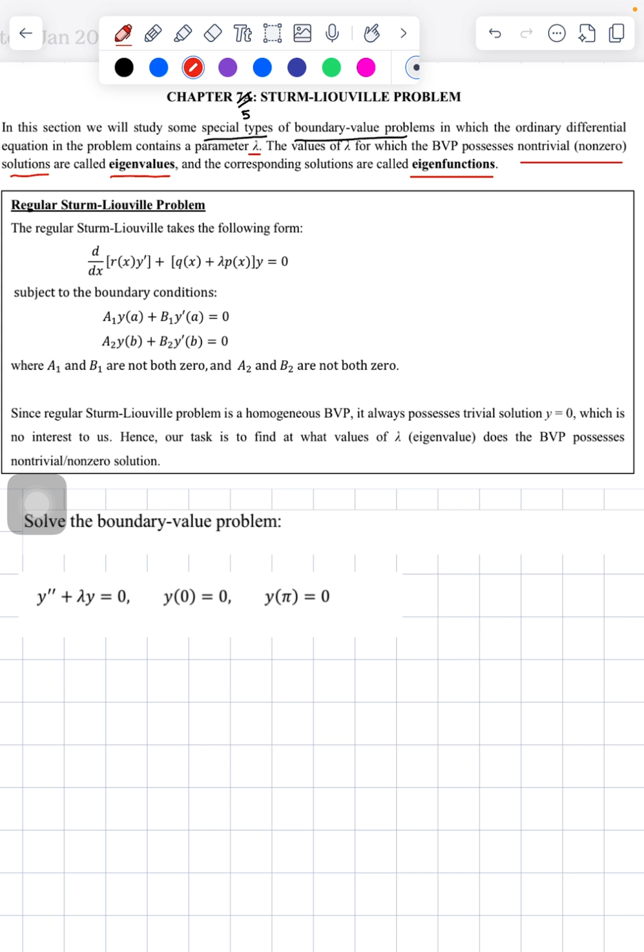For example, we have y double prime plus lambda y equals to 0. This is the homogeneous second order differential equation. Here the value of a1 and b1 cannot be 0 for both, but it can be 0 for either a1 or b1. Same goes to a2 and b2.